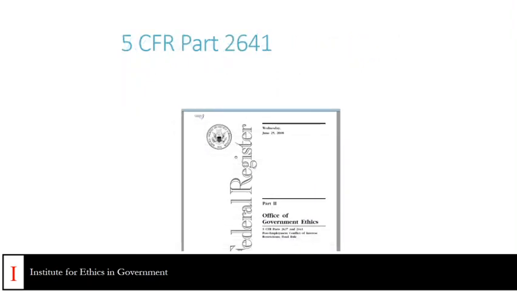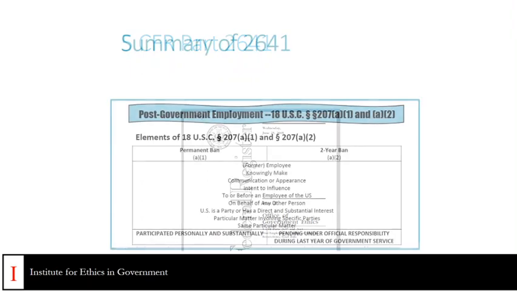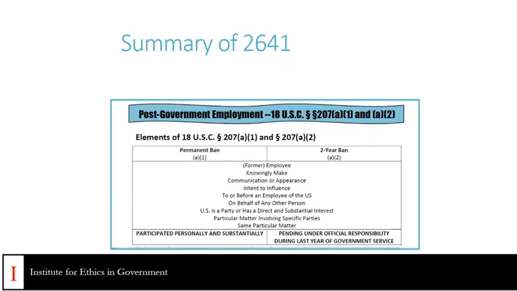We've given you a copy of Part 2641. We've given you the Federal Register version because we will be making reference to various parts of the preamble in our debrief, and so we would recommend that you use this or at least have this available when you watch the debrief. We've given you a summary of the 2641 provisions for 18 U.S.C. sections 207(a)(1) and (a)(2). We remind you that this is not a legal document. It is meant to be a desk reference or job aid.